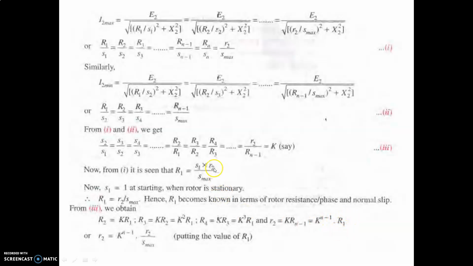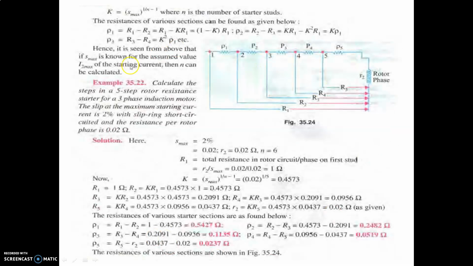So this equation R2 is equal to K to the power N minus 1 into R1. R1 you already know is R2 by S max, so you are substituting. So it is K to the power N minus 1. R2 will get cancelled from both sides of this equation, so you can write S max is equal to K to the power N minus 1. If you raise this equation to the power of 1 by N minus 1, it becomes K equal to S max to the power 1 by N minus 1.